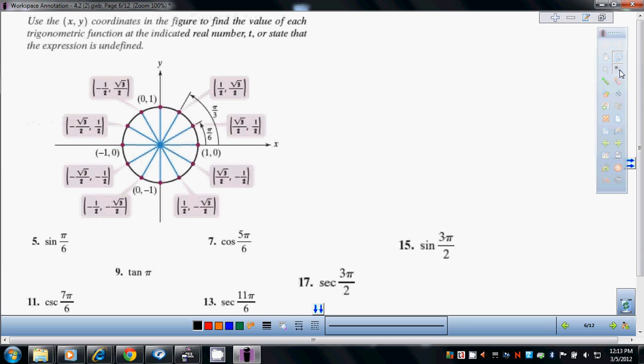Cosecant of 7 pi over 6. What's that the flip of? Which trig function is cosecant the flip of? Sine. So find sine 7 pi over 6, and then just flip it. So would that be negative 1/2? Flip that over. Was that negative 2 over 1? Done.